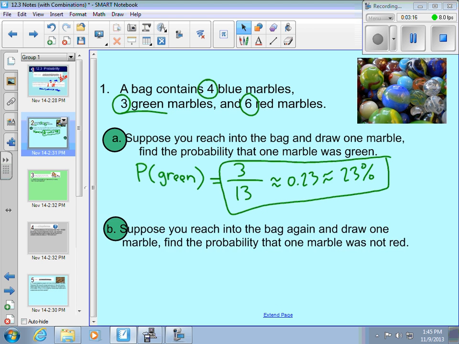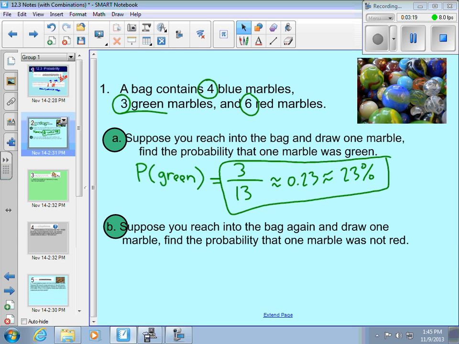All right, let's look at B. Suppose you reach into the bag again and draw 1 marble. Find the probability that the marble was not red. Okay, so now we're trying to find the probability that it's not red. In this case, since the bag hasn't changed, the total is still going to be 13. What we want to figure out is what is not red. Since there are 3 different colors of marbles, another way of saying not red would be to find out how many blue and green ones there are. So if we add up the number of blue and green, we see that there are 7 out of 13.